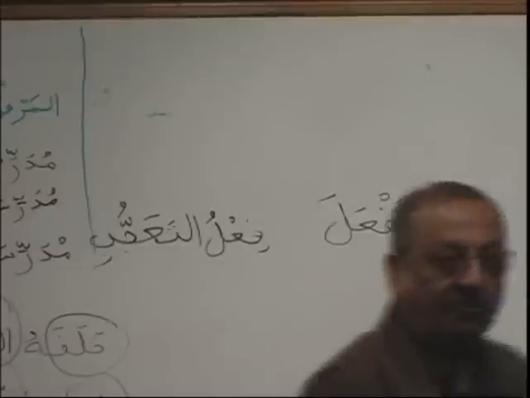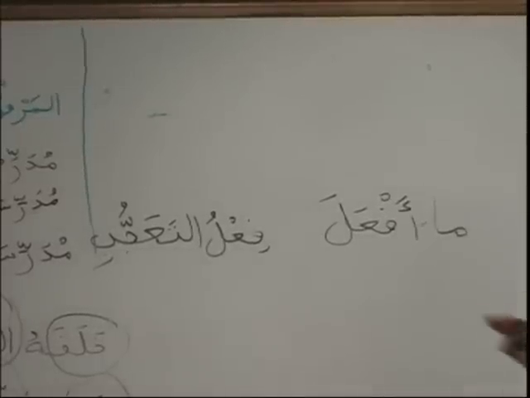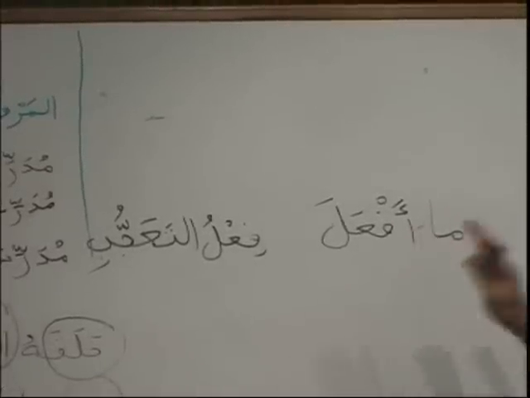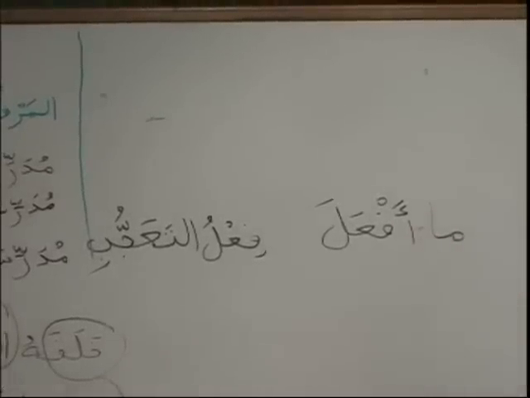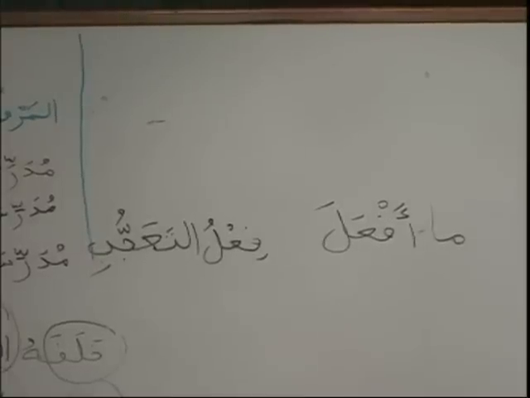Okay. What is that, brother? It has only one form. Af'ala, khalas. You cannot conjugate. It won't be in mudari or amara or anything. But only one form. Af'ala. Now we have to learn how to make this form. And this is a very beautiful exercise.